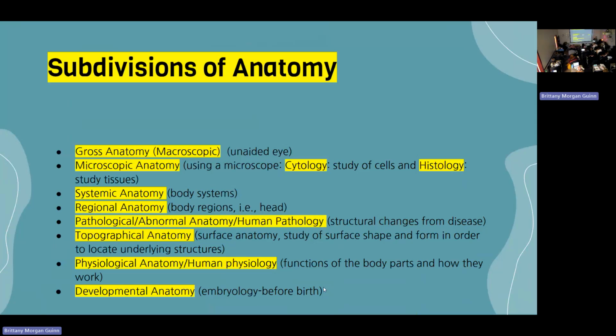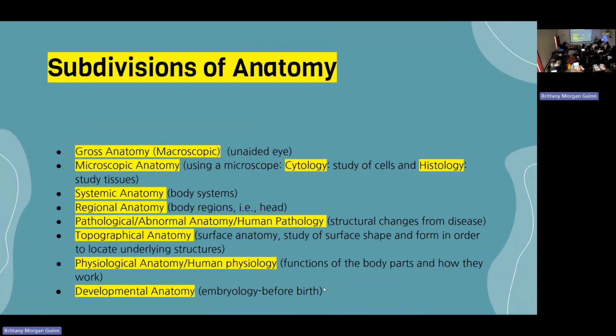Gross anatomy, also known as macroscopic anatomy. Does anybody know what macro means? Big. Large. Whereas micro would be the opposite. Microbiology studies things like bacteria and protozoa down at the cellular level, because you need a microscope to see it. Macro means you can see it with the unaided eye. That's like a gross anatomy lab, where the cadaver is present.